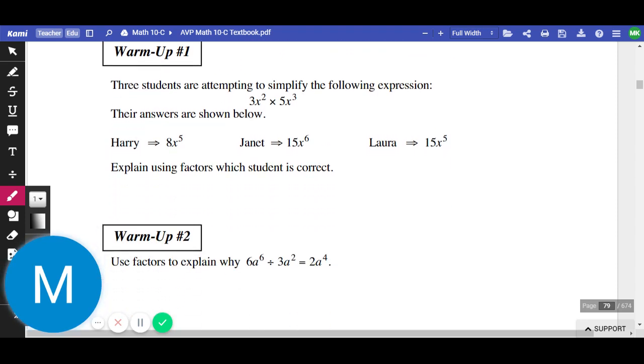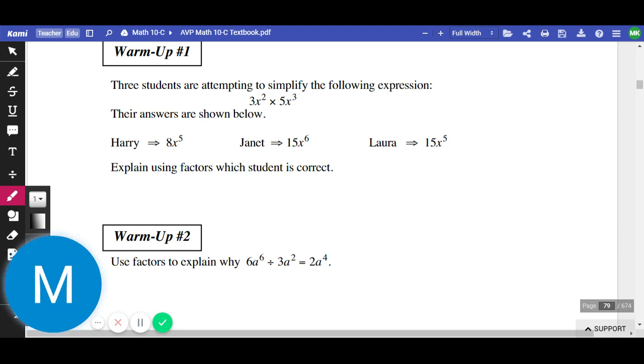So this guy, we have 3x squared times 5x cubed. You have three different people's answers here. We have to try to decide which one's right. I have a little saying to help you with questions like this. When you have coefficients and variables, my saying is that numbers go with numbers and letters go with letters.